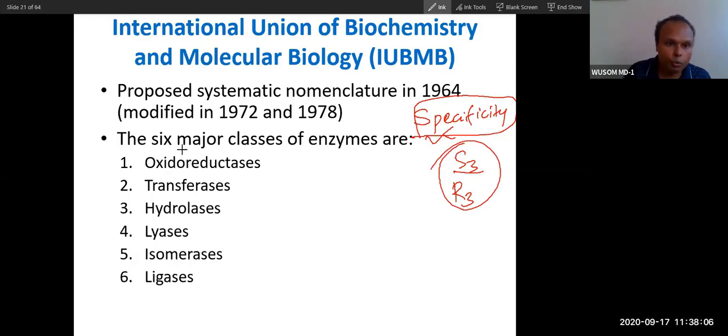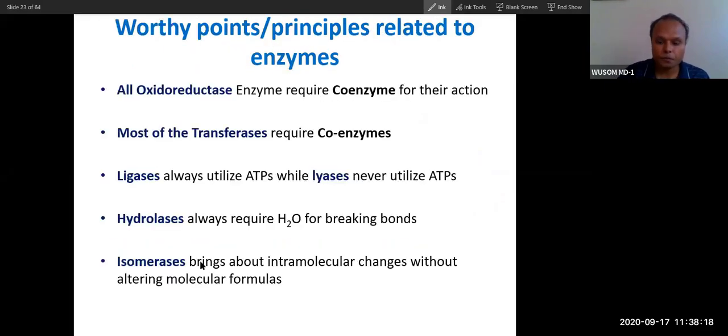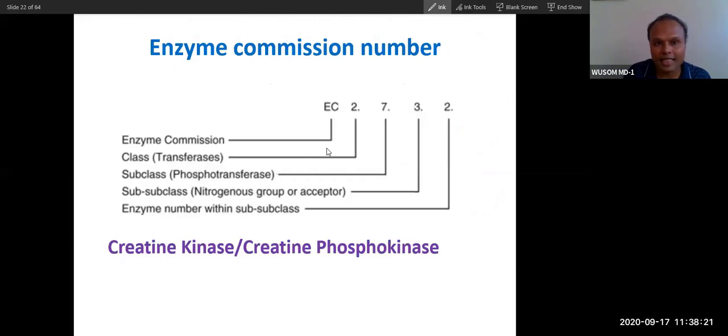You cannot put oxidoreductase here. So you have to remember, I have given you the formula also, OTHLIL, and I have given you tricks to remember them also. So let's start. I have already explained what is EC number. This is class, this is subclass, and then this is serial number. Serial number is given to a particular enzyme.